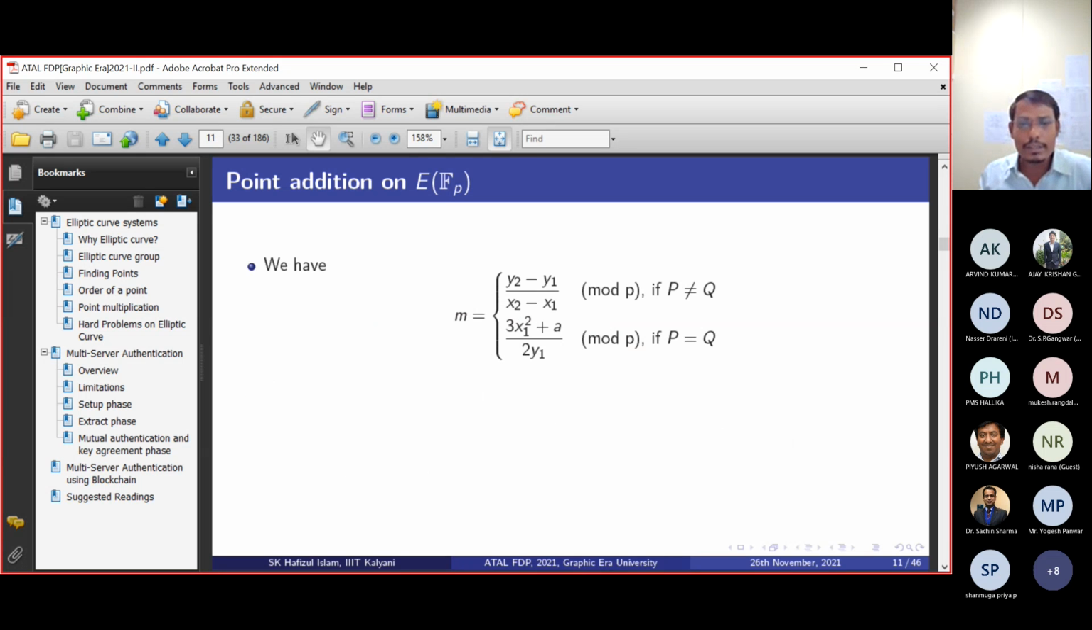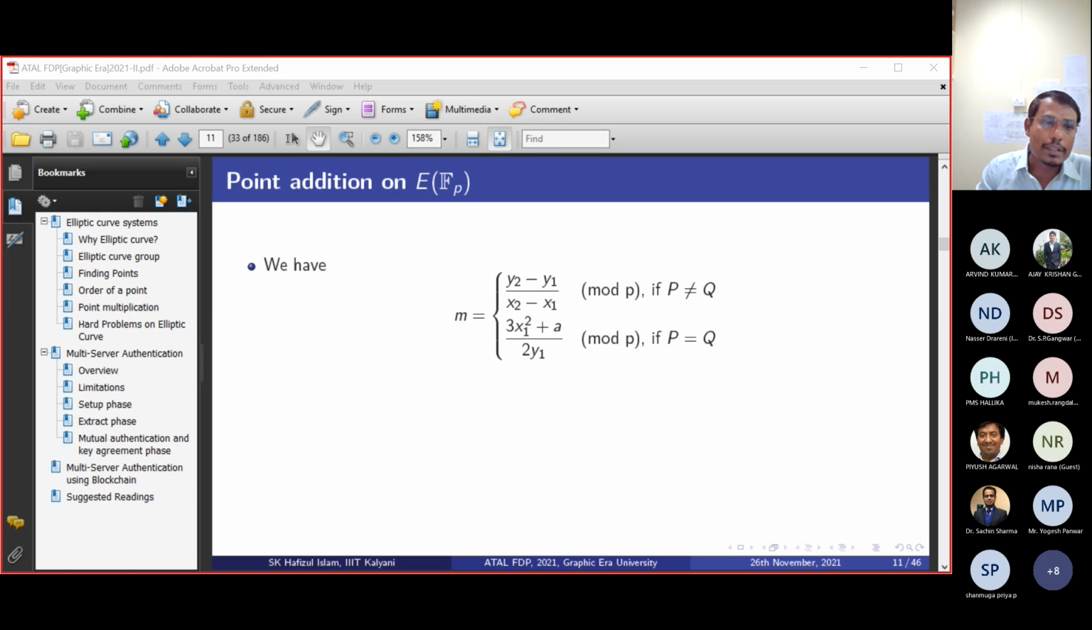Now you have to understand how to define the slope. From school algebra, you can easily understand the chord, that means a line which passes through 2 points P and Q. If this is x1, y1, and this is x2, y2, its slope m is defined as y2 minus y1 over x2 minus x1. This holds if both points are different. If both the points are the same, we are trying to find the tangent of this curve, x cube plus ax plus b.